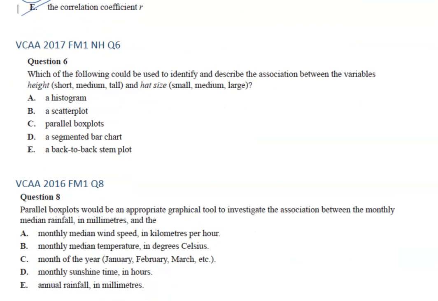Okay, just 2 more questions to go through. So from the 2017 paper Northern Hemisphere, we have which of the following could be used to identify and describe the association between variables of height given as short, medium and tall, so categorical. And hat size, small, medium and large, again, another categorical variable.